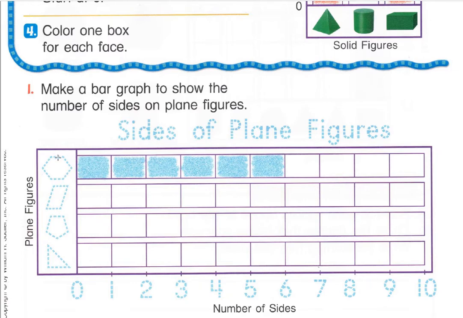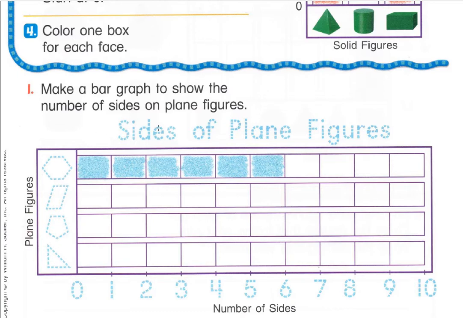So let's look at this. It's got 1, 2, 3, 4, 5, 6 sides. So you're going to trace this figure because we trace, and you're going to color in how many boxes? 1, 2, 3, 4, 5, 6 boxes because it has 6 sides. Color these in. I know they're done for you. Color them in anyway. That's what we do. So you're going to do that for your rhombus and your pentagon and your triangle on your own.